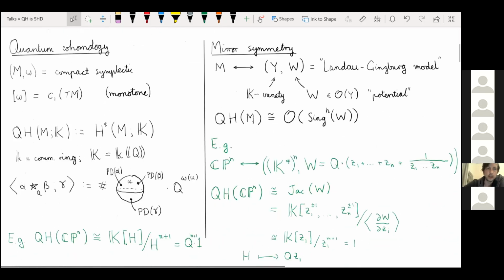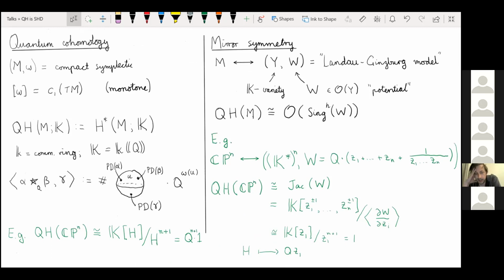So let me briefly introduce the main players. We're going to talk about quantum cohomology of a compact symplectic monotone manifold. Monotone I'll take to mean that the class of the symplectic form is equal to the first Chern class of the tangent bundle.